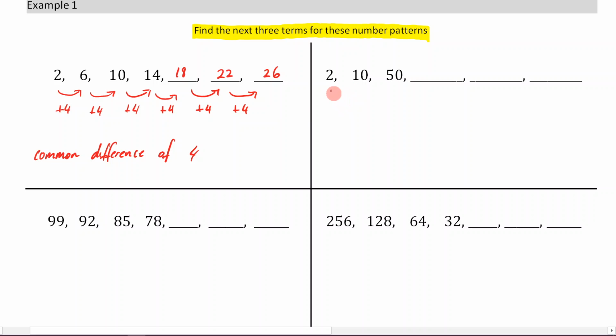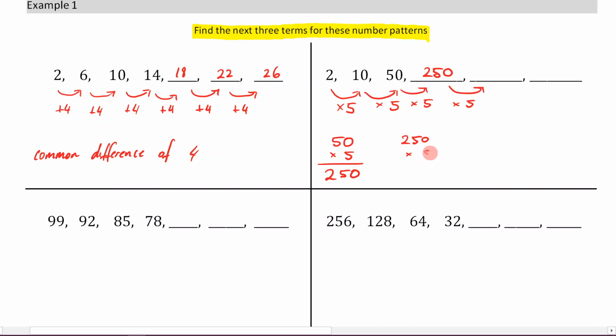Here we have 2 to 10, and I have 10 to 50. Well, if I have 2 to 10, I must be multiplying by 5, and 10 to 50 is also multiplying by 5. So to get my next term, I'm going to have to multiply by 5 again. So I'm going to go 50 multiplied by 5, and that's going to be 250. And then I'm going to take 250 and multiply that by 5. So 250 multiplied by 5.